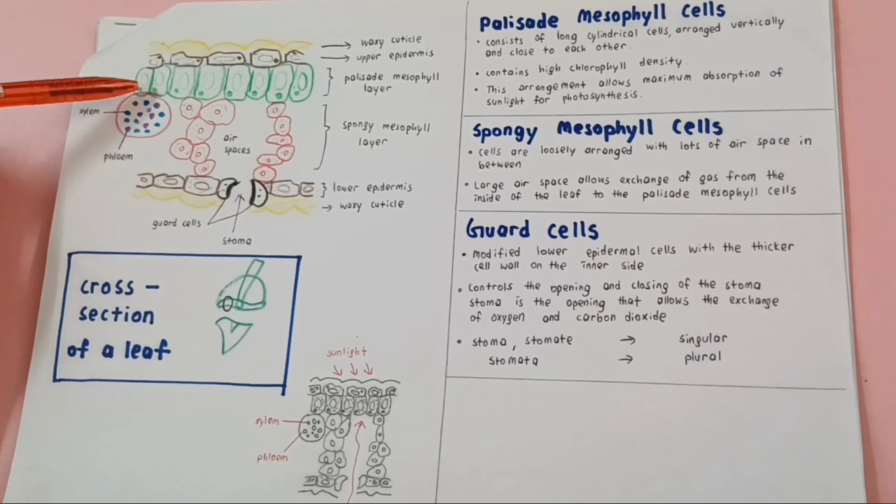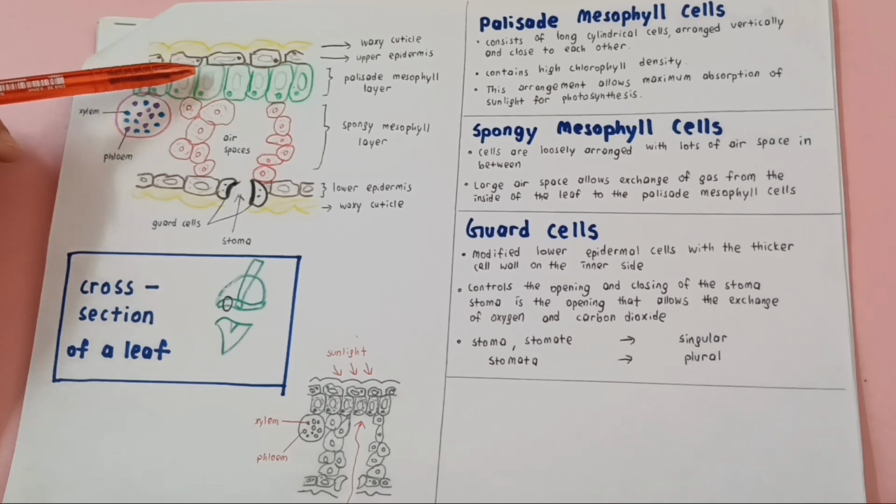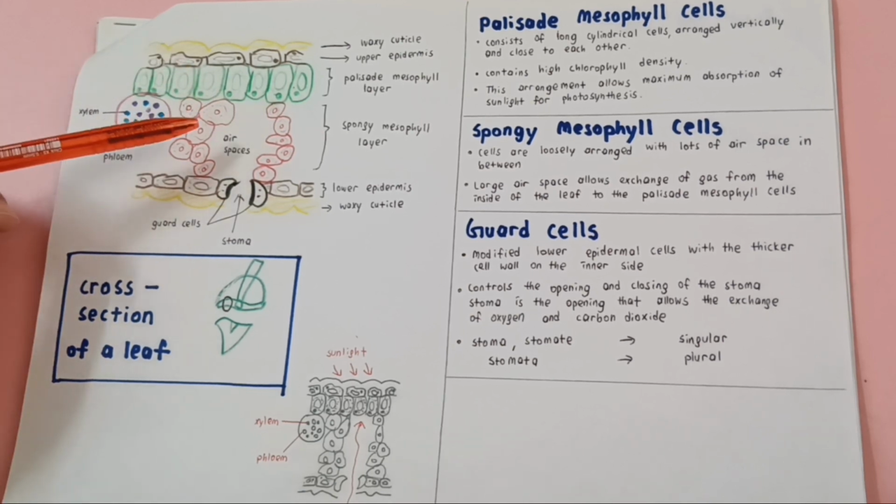The palisade mesophyll cells are in a vertical position and close to one another, and they contain a lot of chloroplasts, therefore have high chlorophyll density. Because most of the photosynthesis happens here, the high chlorophyll density arrangement allows maximum absorption of sunlight for photosynthesis. The next layer is the spongy mesophyll layer.